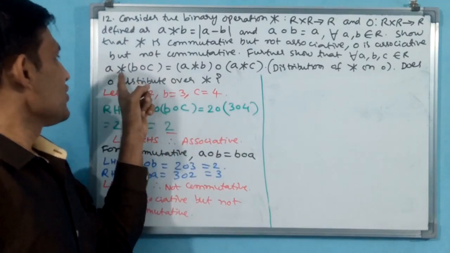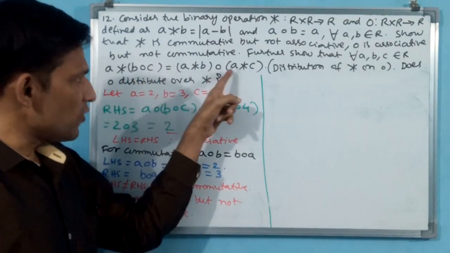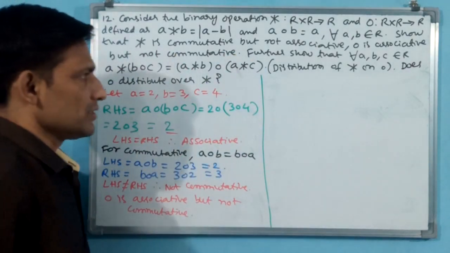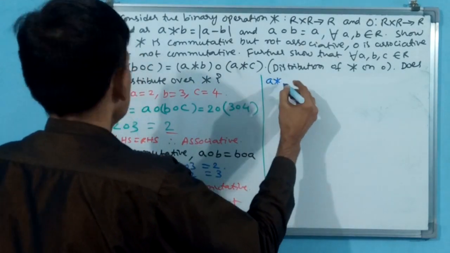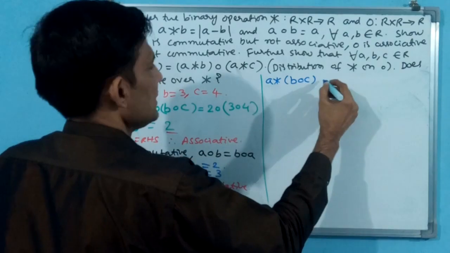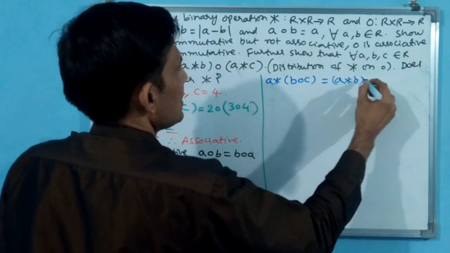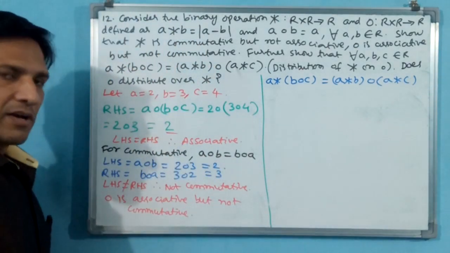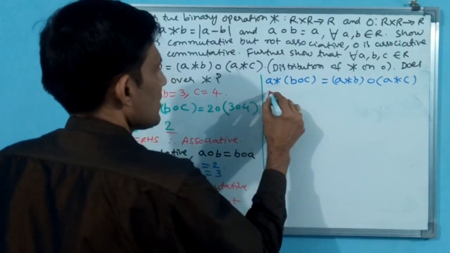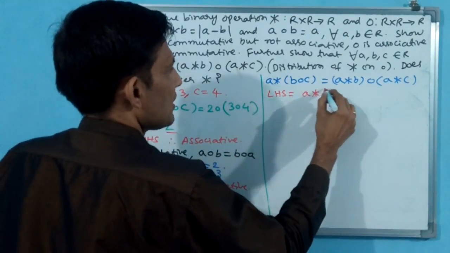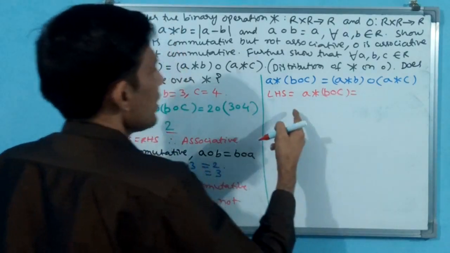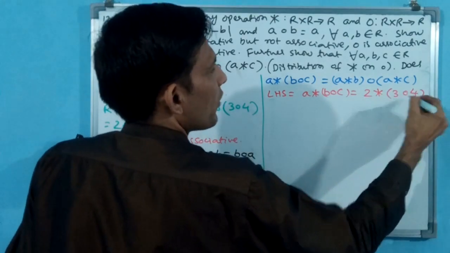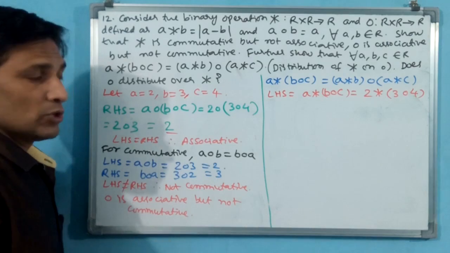A, B, C we have already taken. A star (B O C) should be equal to (A star B) O (A star C). This also we have to see. Write that first formula: A star (B O C) is equal to (A star B) O (A star C). This we have to see. First you write LHS. LHS is equal to A star (B O C), that is equal to, A is how much? 2. 2 star (3 O 4). Is it okay?